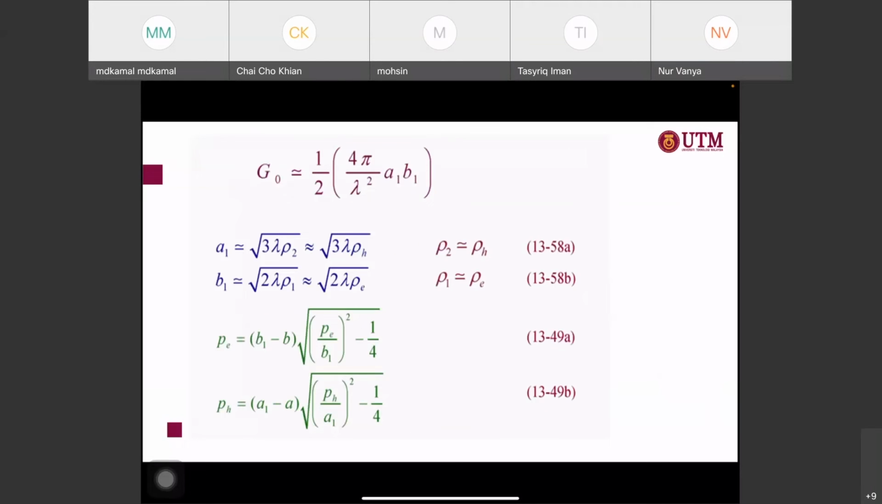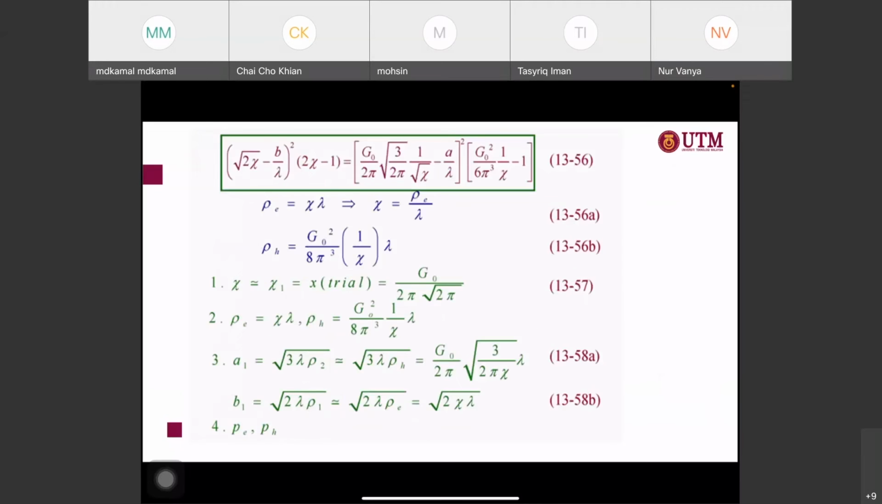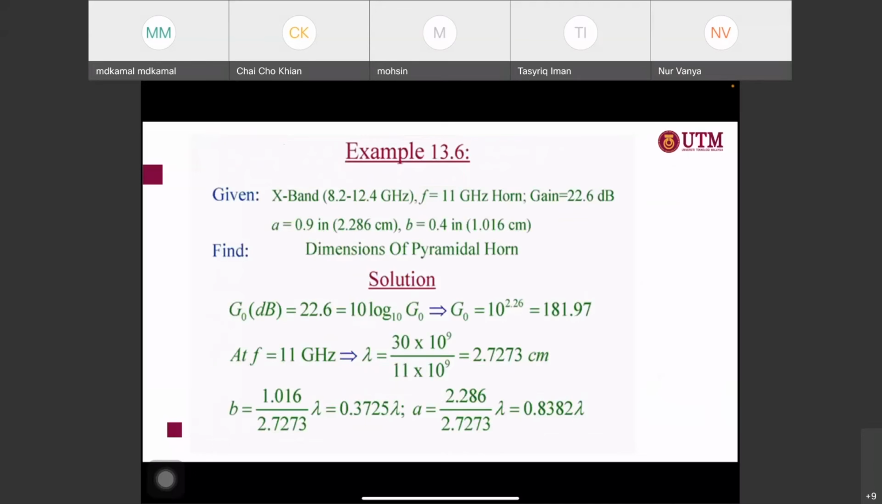You see that? You have G0 and then A1 is to this and this. So this is the equation that I discussed before, and from there you can calculate. For example here, we can have a look at the example for the horn antenna. You were given the X band. As you know, the X band operating frequency is from 8.2 to 12.4 gigahertz.